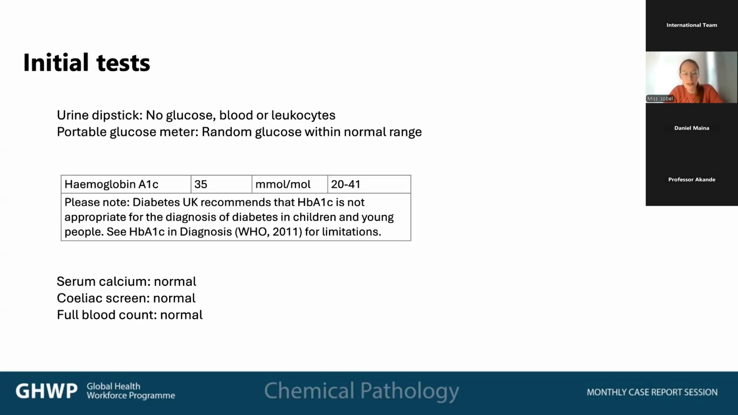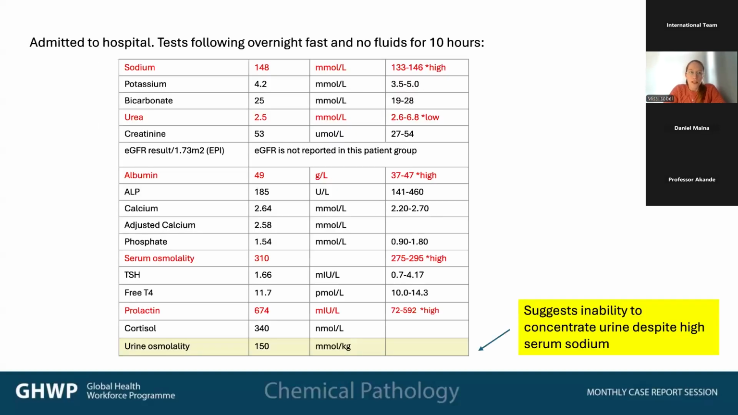They also checked the serum calcium, because hypercalcemia can also result in polyuria, but that came back normal. They did a celiac screen, and that was normal, and the full blood count also came back normal. So the patient was admitted to hospital, and she had to fast overnight and had no fluid for 10 hours. And again, they confirmed that urine osmolality was very low. That's a very low, very dilute urine, which is inappropriate with that high sodium.